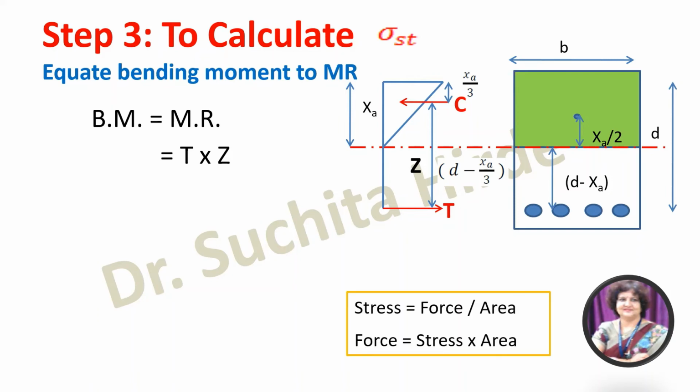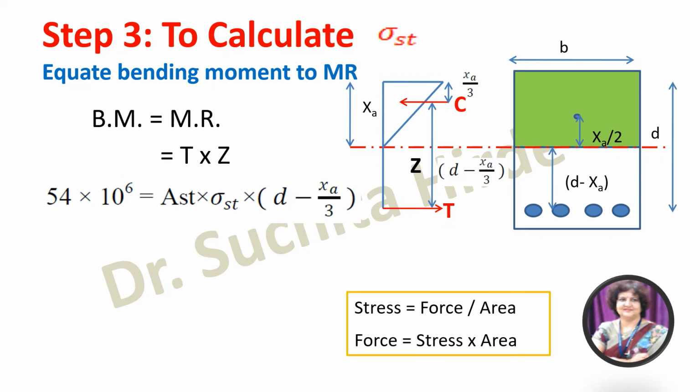Now you know that T is nothing but a force, tensile force developed in steel. You know that stress is equal to force upon area, or force is equal to stress into area. Now T is a force which we can replace by stress into area. Z we know how to calculate. Now how we will calculate T? By multiplying stress into area.